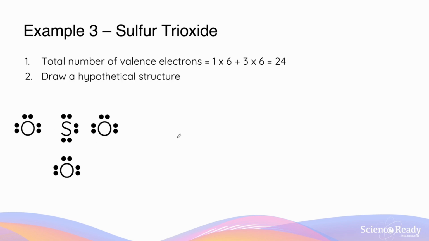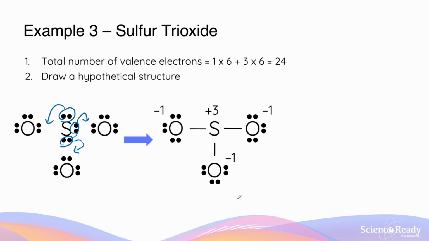The next step is to draw a hypothetical structure by connecting the sulfur atom via single bonds to the surrounding oxygens. Now, we can do this by moving the 3 pairs of non-bonding electrons of sulfur to form these 3 covalent bonds, and we'll arrive at our hypothetical structure. The next part is to consider the octet rule. Does every atom have a fully occupied outermost shell?